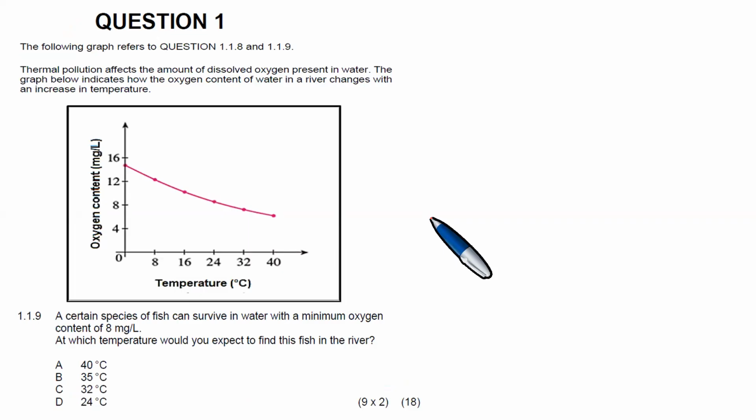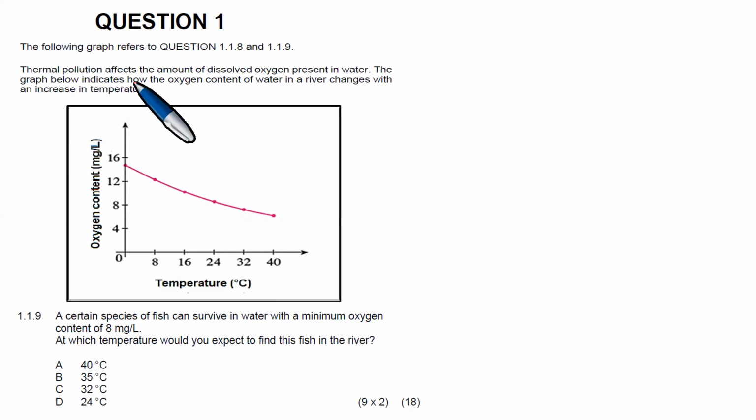It's very important that you understand the effect of thermal pollution. So we get into some discussion about thermal pollution, the changes in temperature, its effect on water, and its effect on living species in water, because we have organisms that live in water, like fish, for instance, your sharks and other things. So the following graph refers to questions 1.1.8 and 1.1.9. So here's the graph.